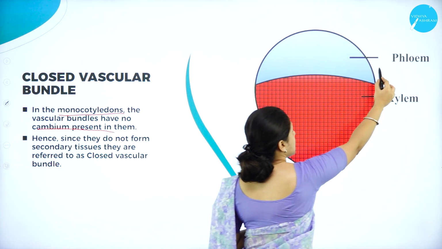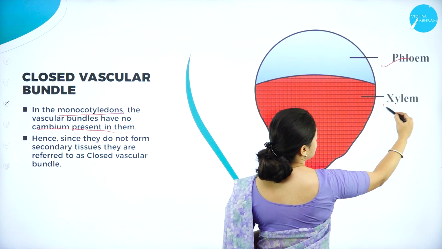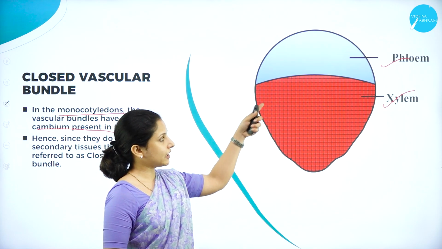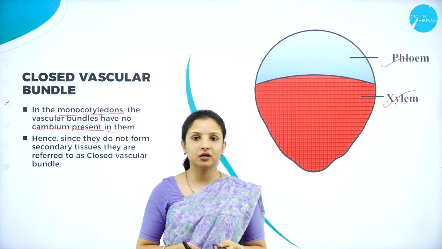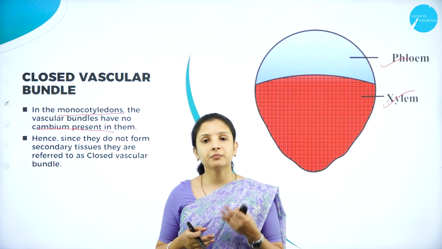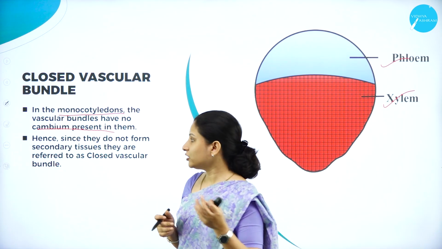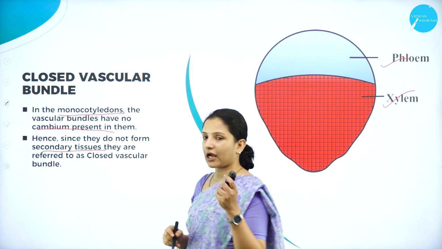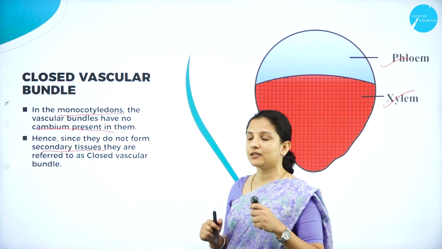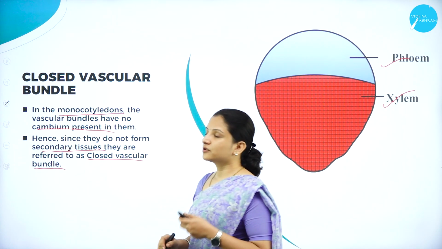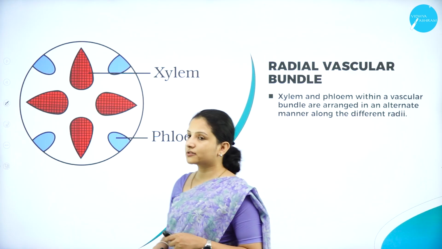So as you can see, the phloem cells are present, the xylem tissue is present, but in between the xylem and the phloem there is no cambium, and therefore they do not give rise to the secondary phloem and the secondary xylem. Because of that, since they do not form the secondary tissues, they are also called closed vascular bundles. So this is about the closed vascular bundle.